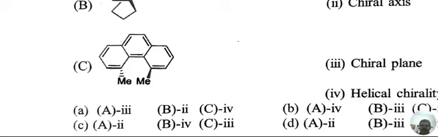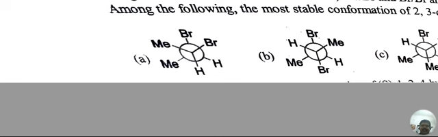Now coming to the next question, look at this. The Gauche interaction values for methyl-methyl, methyl-Br and bromine-bromine are given as 3.3, 0.8 and 3. Among the following, the most stable conformation of 2,3-dibromobutane is. When you are given such Gauche interaction values, as the Gauche interaction increases, the stability decreases.